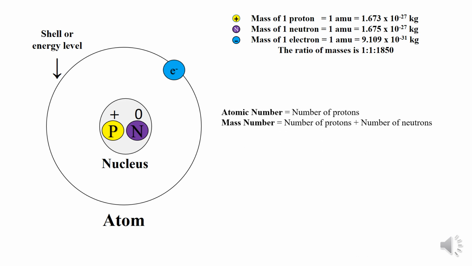So atomic number is the number of protons present in the nucleus of that particular atom, and mass number refers to the sum of protons and neutrons present in the nucleus of that particular atom.